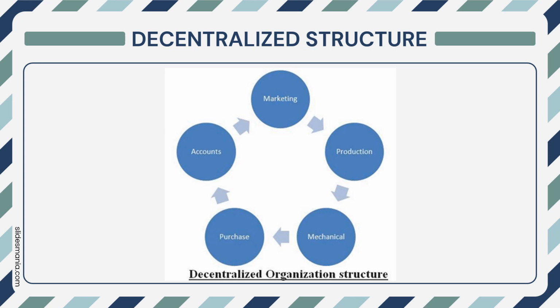Typically, decentralized businesses are divided into smaller segments or groups in order to make it easier to measure the performance of the company and the individuals within each of the subgroups. In this flowchart, the business is divided into subgroups: marketing, production, mechanical, purchase, and accounts.